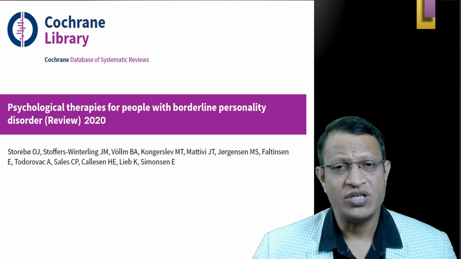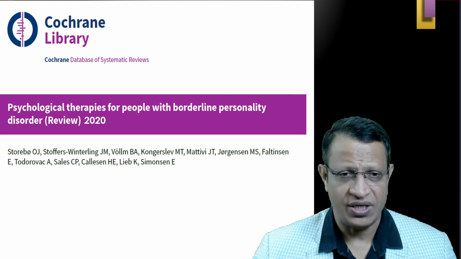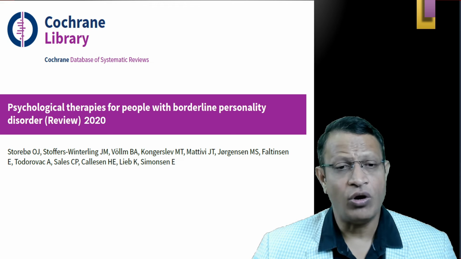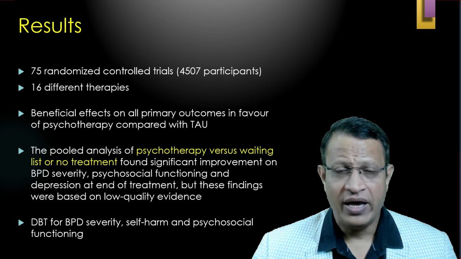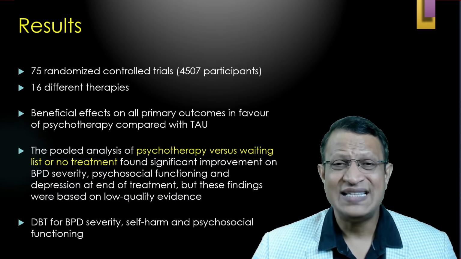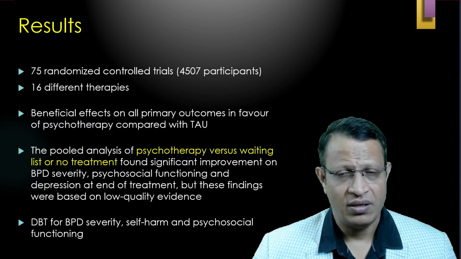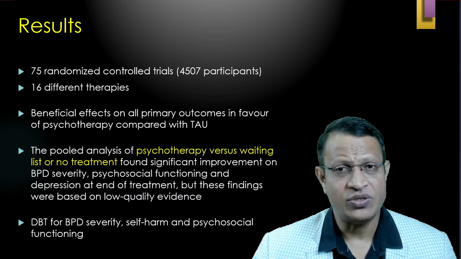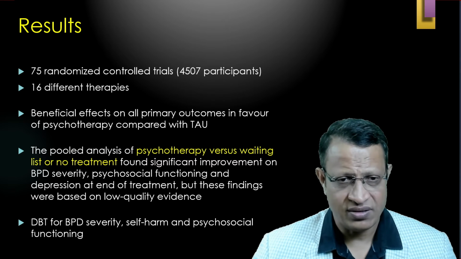Again, there was a Cochrane review done by Storb and his colleagues in 2020. They looked into psychological therapies for people with borderline personality disorder. In this review, they included 75 RCTs involving 4,507 participants, and 16 different psychological therapies were considered.